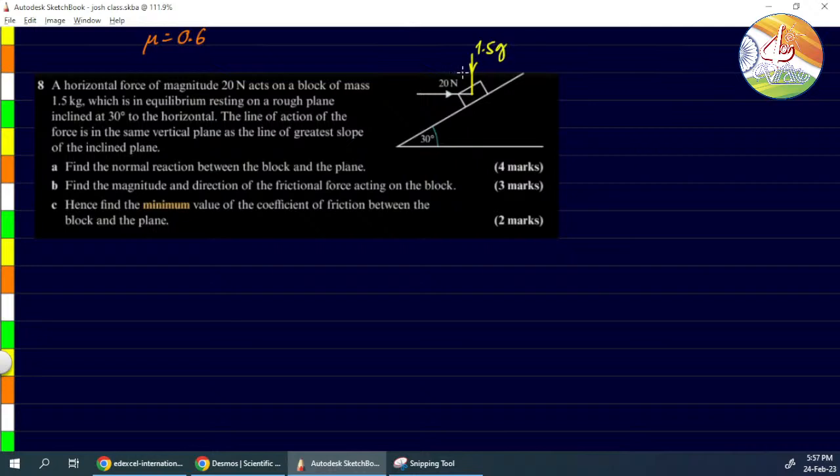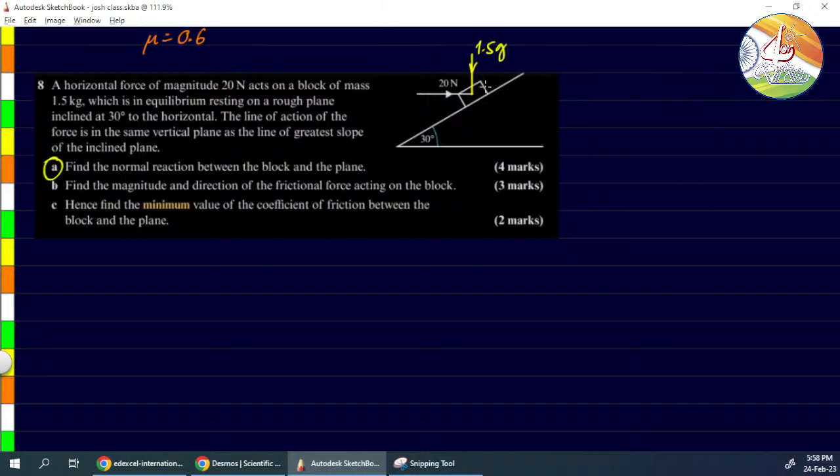g is 9.81. Now this is in equilibrium, resting on a rough plane inclined at 30 degrees to the horizontal. Line of action of the force is in the same vertical plane as the line of greatest slope. That means he's trying to tell us that all the forces are coplanar. Now he wants us to find the normal reaction between the block and the plane. Has he told anything about friction? Last bit is about friction. Let's first find the normal reaction.